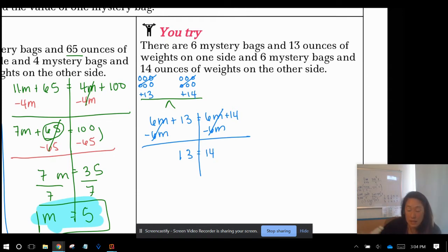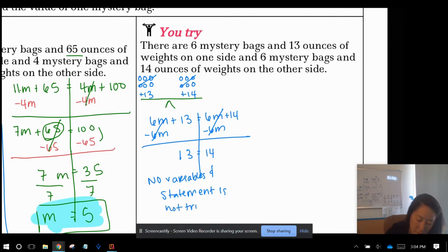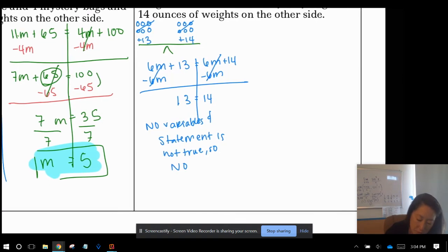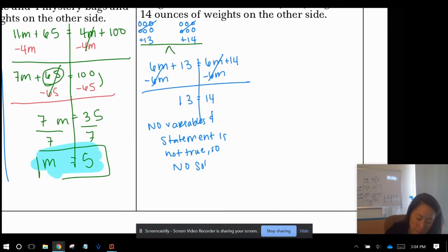And is the statement true? I have no variables. And the statement is not true. 13 does not equal 14. So there is no solution. There's nothing to test here. There's no solution. That's it.